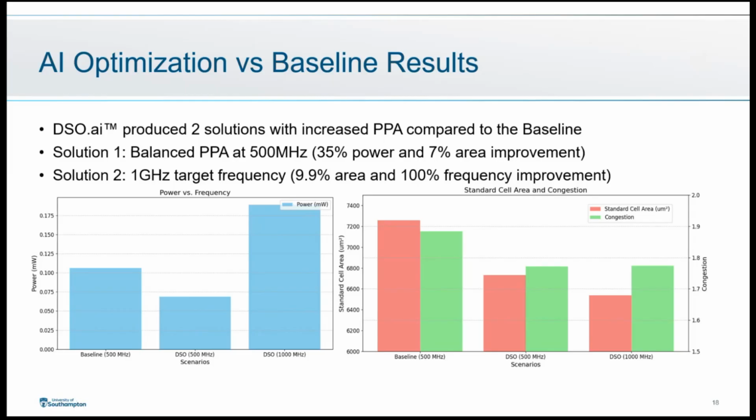And another experiment was when we did a frequency sweep between 500 megahertz and 5 gigahertz to see how fast we could drive the design till it failed timing. As a result, we found a solution at 1 gigahertz, shown by the rightmost bar in both the graphs. However, increasing the speed meant that power increased greatly by 78%.